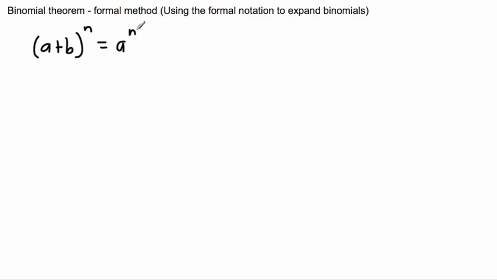First it's a to the power of n, plus, now we've learned what this here is, n choose 1. That means the number of ways of choosing n objects taken one at a time, or n choose one, times a to the power of, in this case, n minus 1, all that times b.